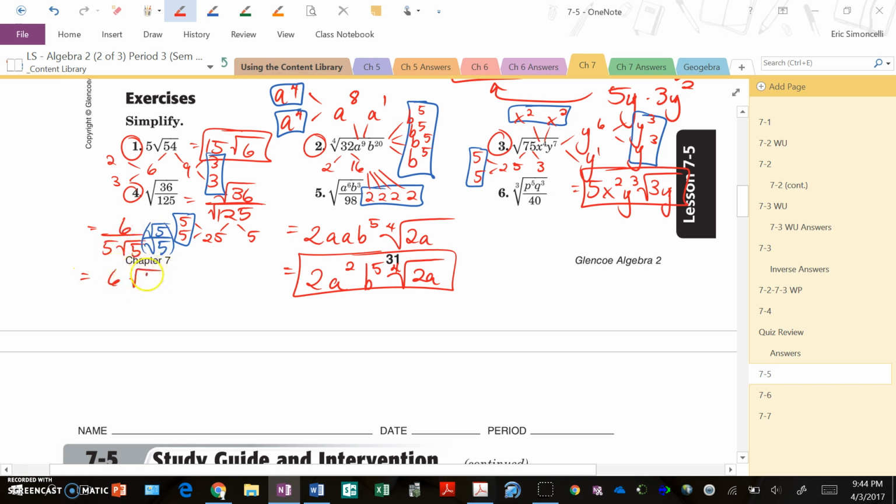6 root 5, that's going to be the numerator. But in the denominator, we're going to have 5 times, and then root 5 times root 5 is root 25. Square root of 25, 5. Now, as you can hopefully see, we'll be left with still 6 root 5 in the numerator and in the denominator, 25. No longer do we have a denominator with a root. Let's move on. Number 5.